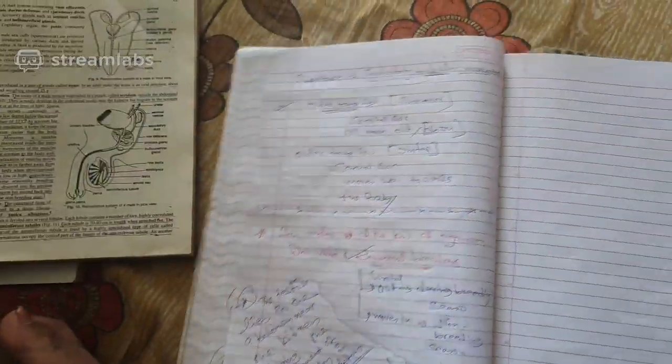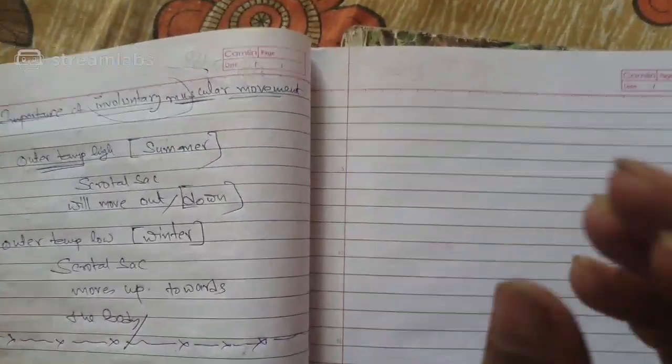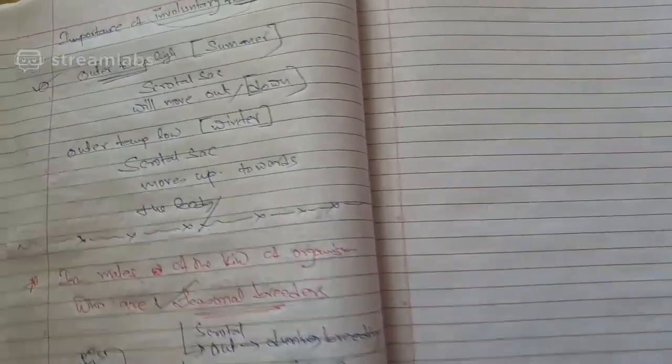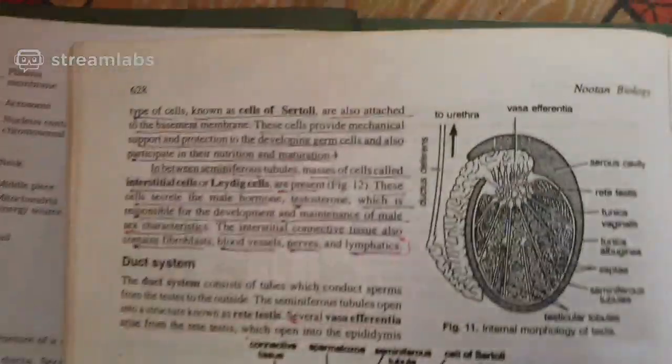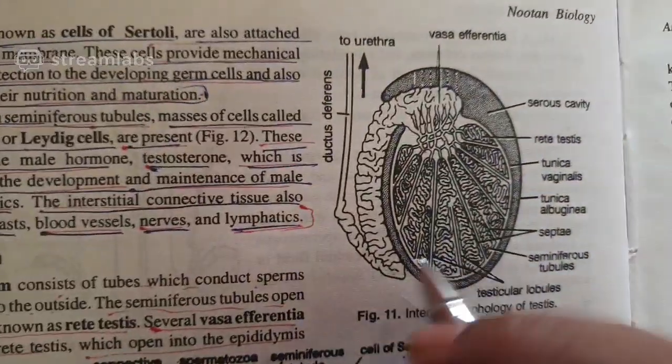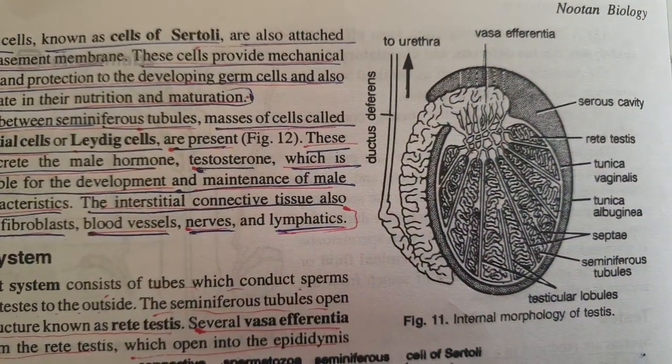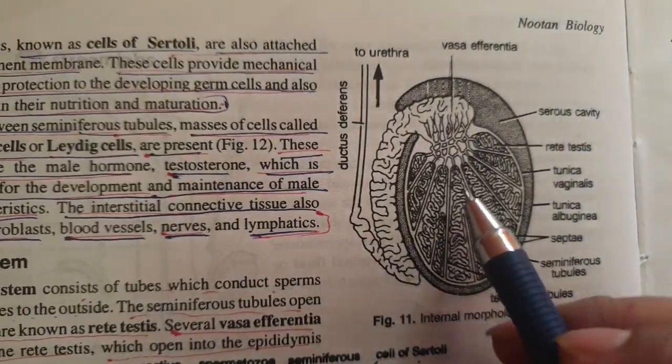Now the structure of the testis. Okay, let us understand about the structure of the testis. First I will focus this camera onto a diagram of my old book so that you can understand the structure. Let's focus it. So this is the structure of the testis. I am sorry for the noise outside.